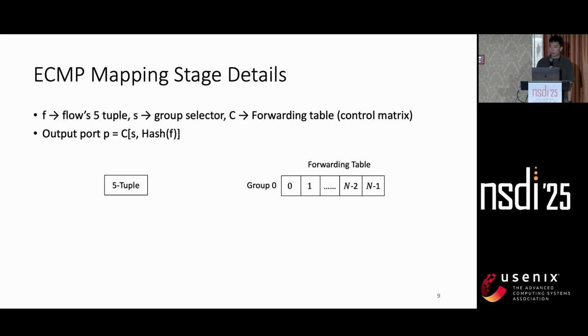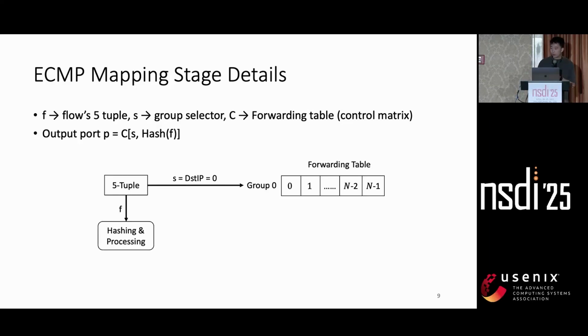First of all, let's look at how ECMP's mapping stage works. There are essentially two values to determine the output port. The first is a group selector. Normally, we use the destination IP address as the selector, and it will point to a base ECMP group, which is group 0 in this case.